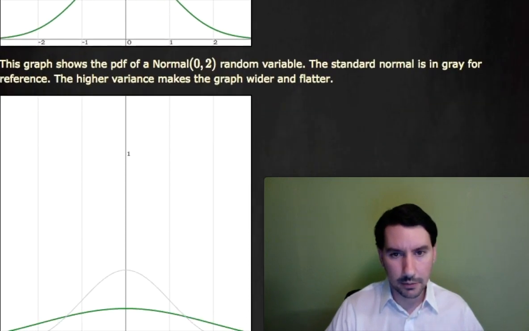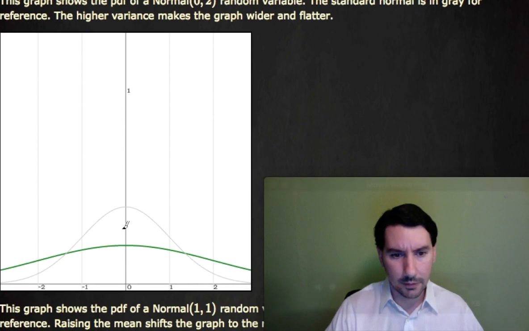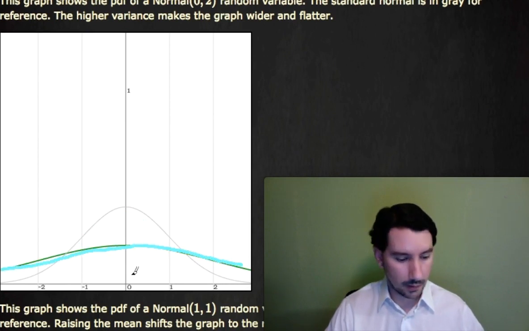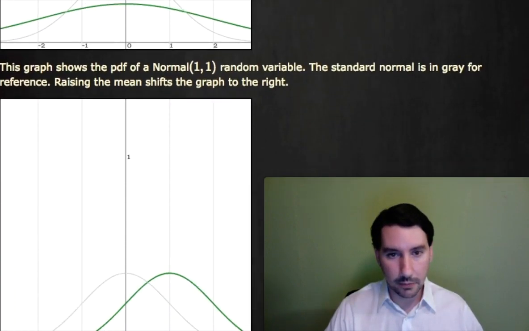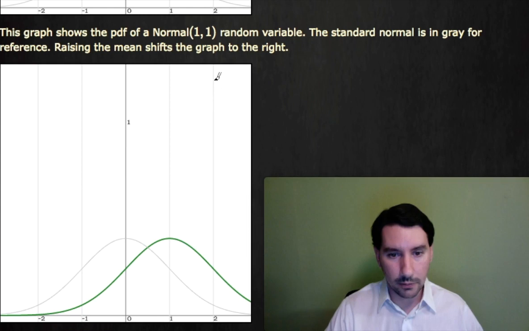For a normal 0, 2 random variable, that's very similar. So I have in gray here a normal 0, 1. And whenever you increase the variance, it makes the curve spread out, so it gets flatter and wider. And then I also show what happens if you change the mean. So for a normal 1, 1 random variable, that would be increasing the mean by 1. That shifts it to the right, so that the curve is now centered above 1.